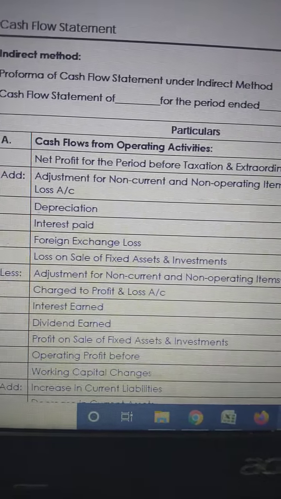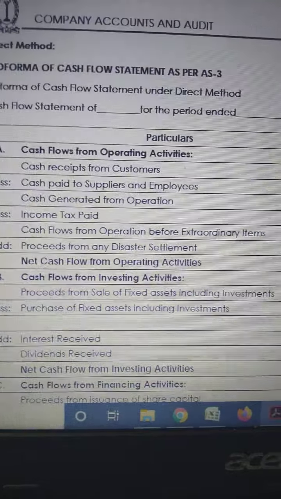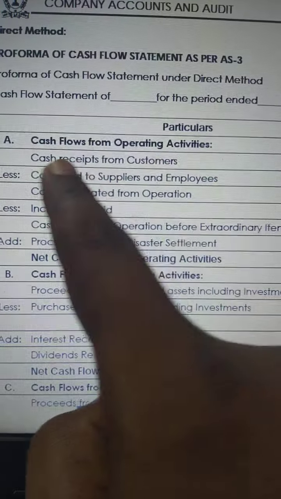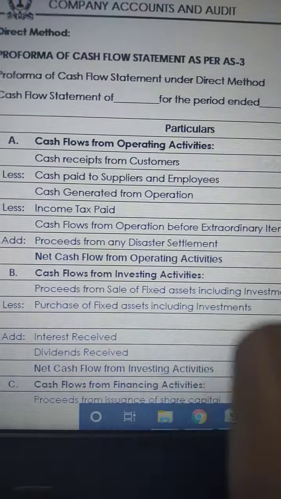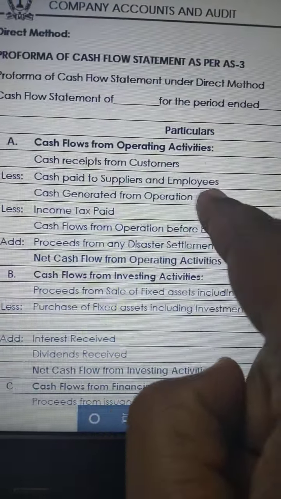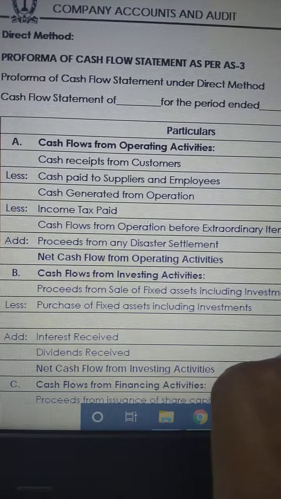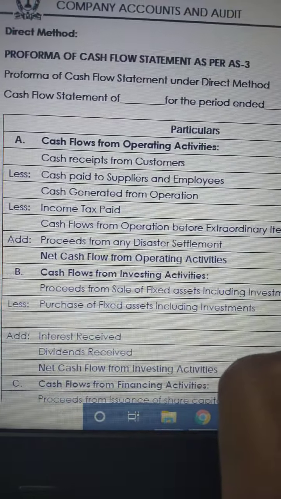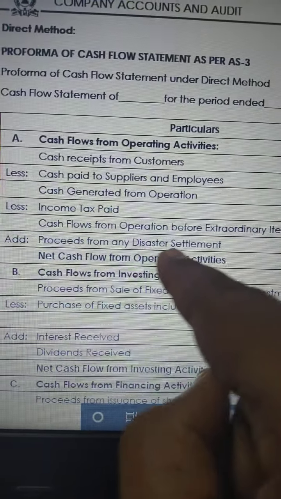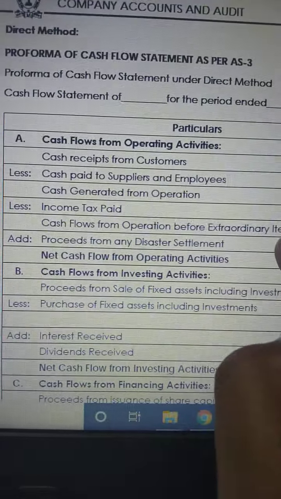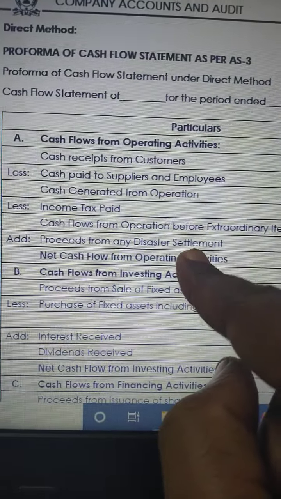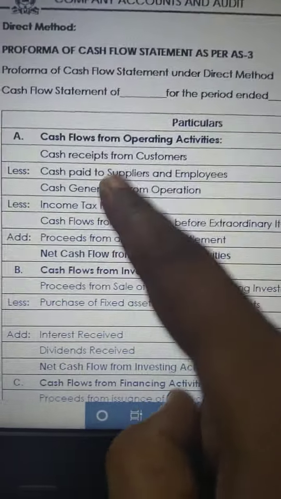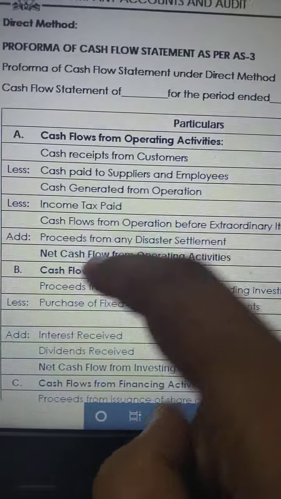In the direct method, simply under operating activity, we put one figure: cash, whatever you receive from customers, you write here. Whatever you paid to your employees and suppliers, you write here. That is your operations. Then whatever you paid as income tax, write here. That is also part of your operation. Proceeds from disaster settlement, extraordinary item, you also write here. Then you will get the operating activity directly, because you are directly writing the cash items. That is the direct method, because you are directly writing the figures.